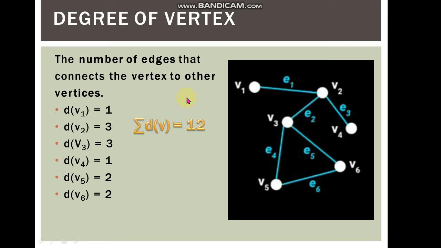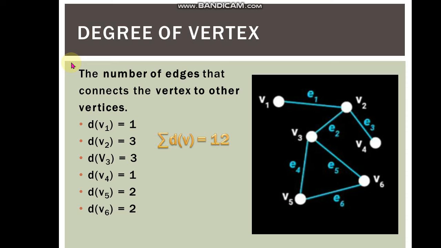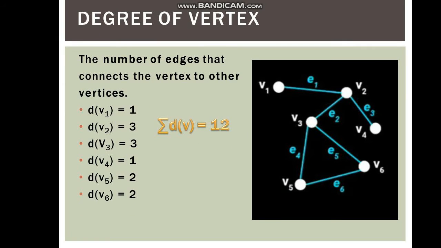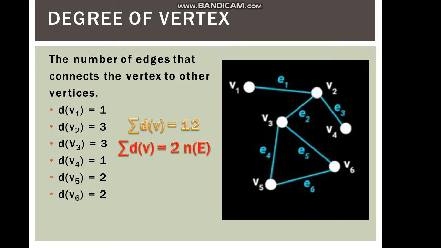So to calculate the total degree of vertices, we have two methods. First, we list and calculate the total of the degrees of the vertices. Or second, we can use the formula. The formula is total degree of vertices equal to 2 times number of edges. So from this graph, it has 6 edges, so 6 times 2 equal to 12. So that's how to calculate the degree of vertex.